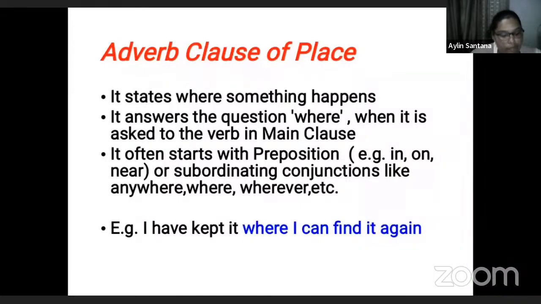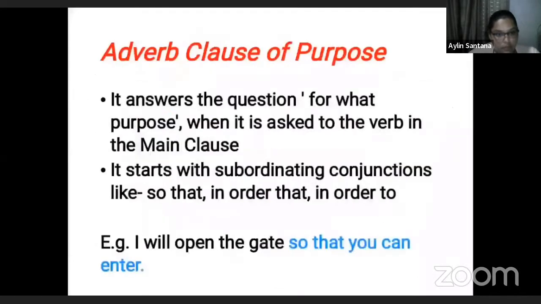And this adverb clause of place often starts with prepositions, for example in, on, near, or subordinating conjunctions like anywhere, where, wherever, etc. Just like in this sentence, our adverb clause of place is starting with the subordinating conjunction, that is where. So let's see the next type of adverb clause, that is adverb clause of purpose.